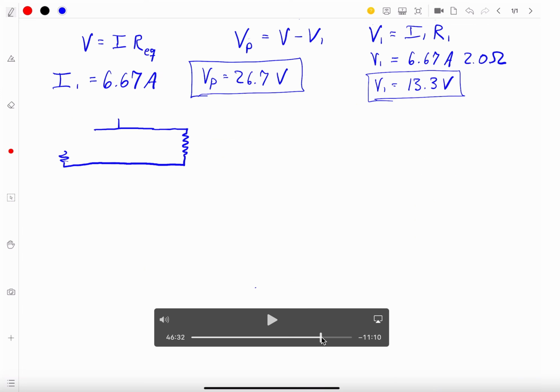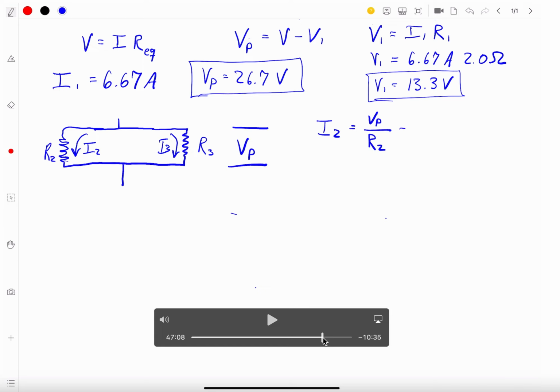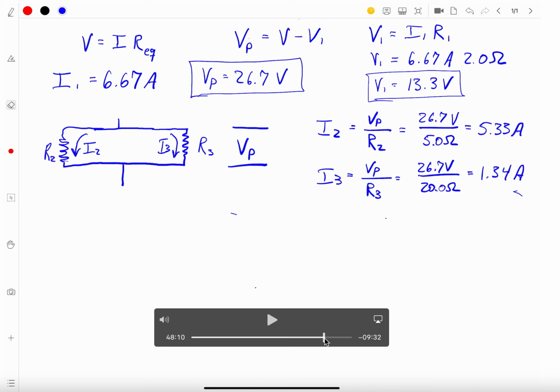I had to scroll up to do it, and I'm zooming in on the parallel part. So R2 and R3. We've got VP going across them, and we want to know what each current is. I2 is equal to VP divided by R2. So 26.7 divided by R2, which is 5 ohms, gives us 5.33 amps. I3, similar deal, 26.7 volts over 20 ohms gives us 1.34 amps.